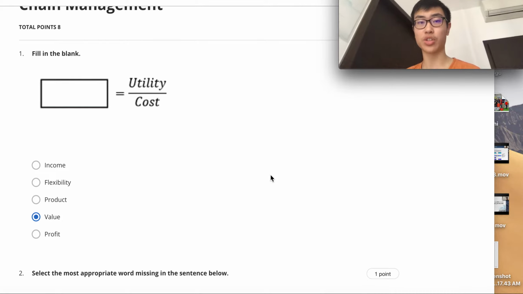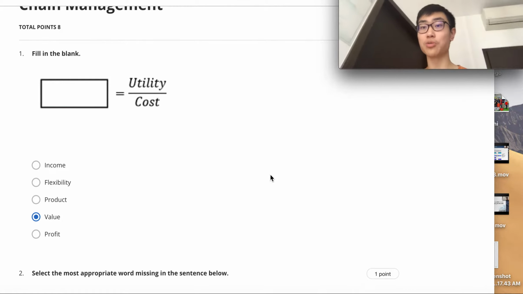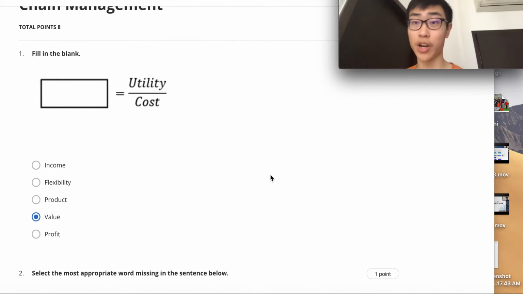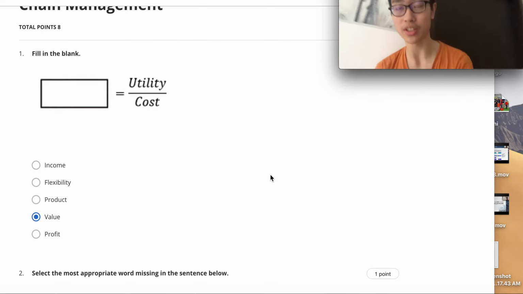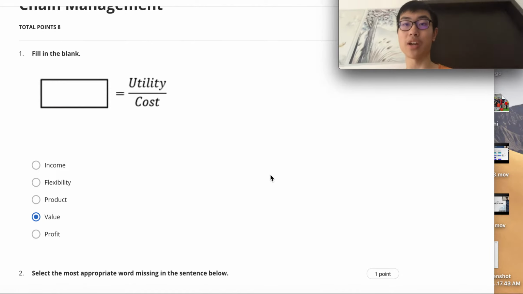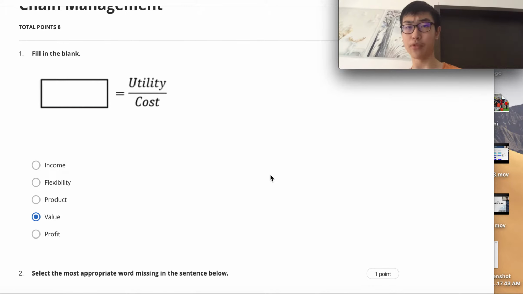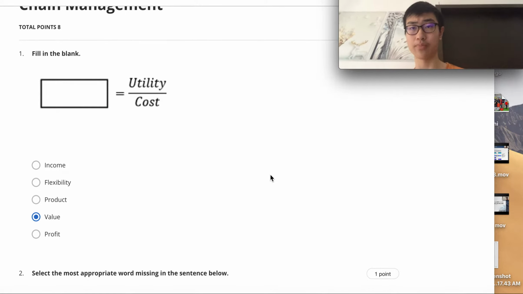So the first question, the fill in the blank, utility divided by cost is actually the value. So this is the first formula that we discussed about when we start supply chain management. So this is definitely a very important formula for you guys to keep in mind.